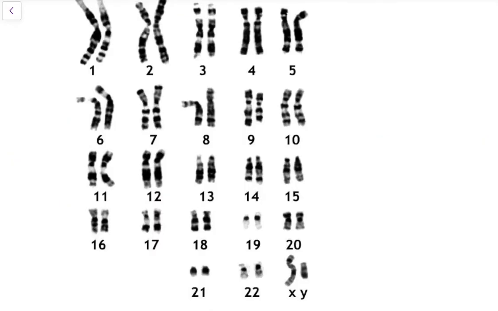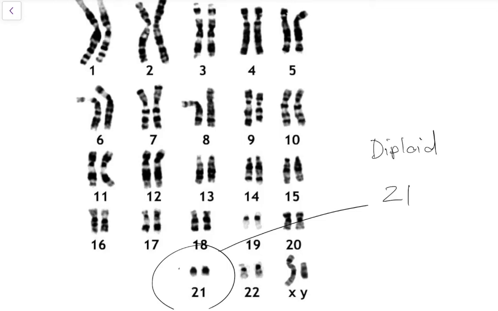So the final question is, how can we look at a karyogram and see someone who has Down syndrome? Well, we zoom in on chromosome 21. And here we can see 2 copies. This person is diploid for chromosome 21. They've got 2 copies. But if we saw another copy here, one extra chromosome 21, then this person would have Down syndrome.